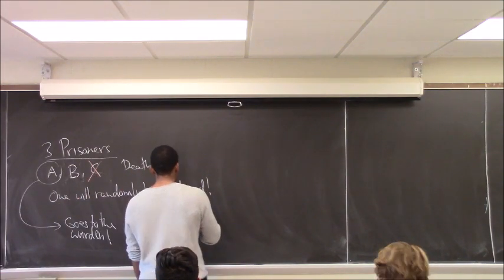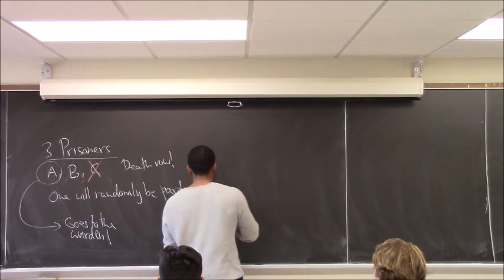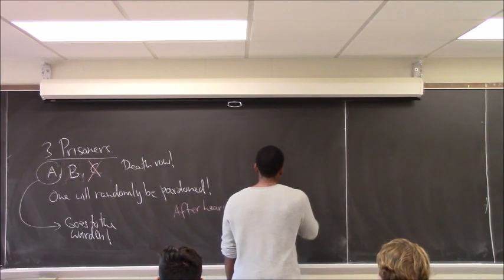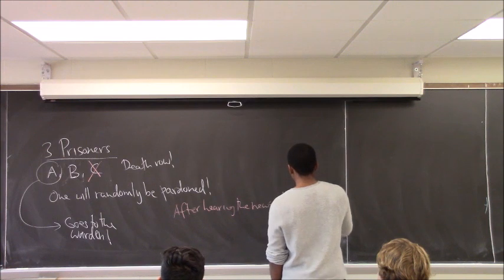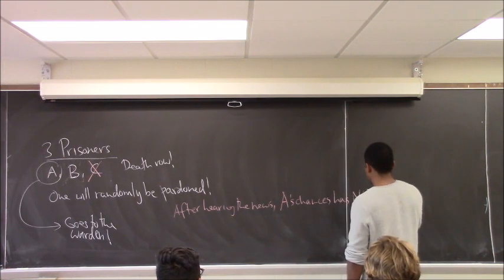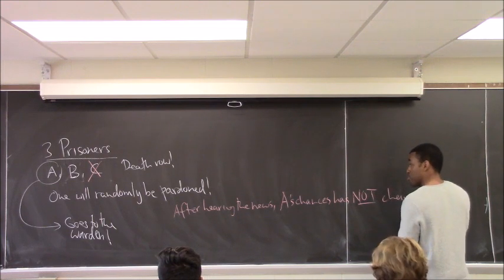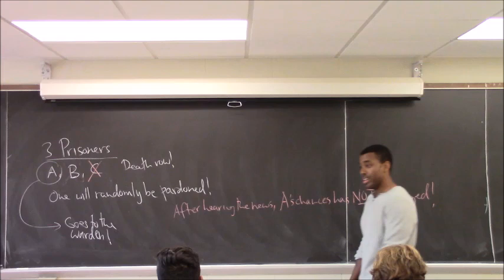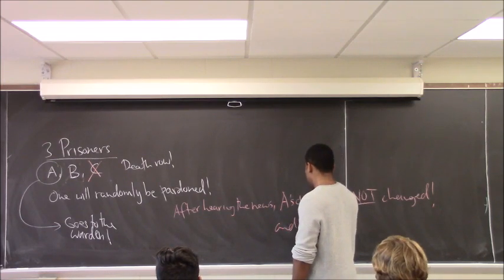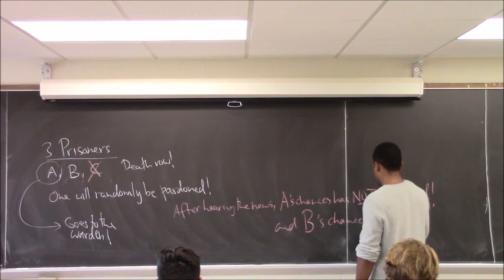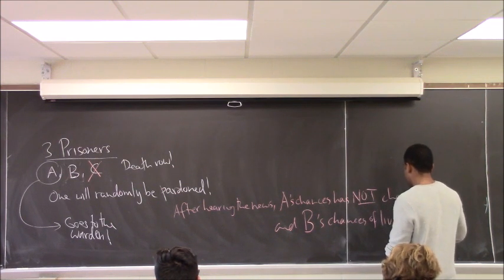After hearing the news, it turns out that A's chances have not changed. It turns out, probabilistically speaking, he still has a 33% chance of living. And B's chances of living doubled.